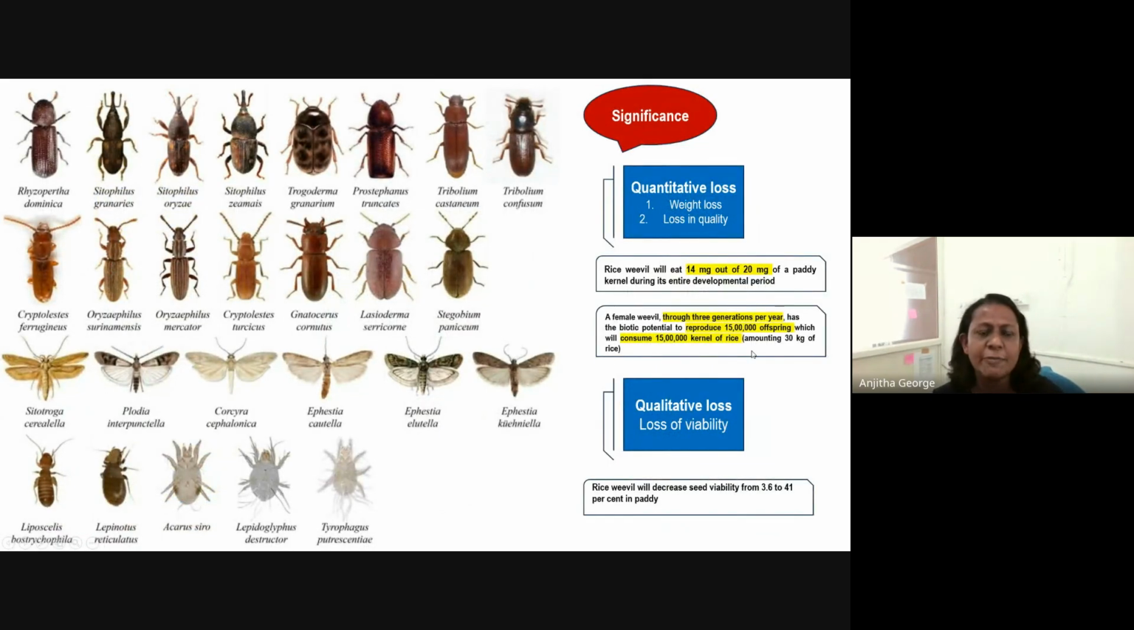So what is the significance of the storage pests? You all know that it leads to qualitative as well as quantitative losses. Just to cite one example, it is estimated that a single paddy kernel weighs almost 20 milligrams, and a single rice weevil, for completion of its life cycle, will consume almost 70% of the weight of the seed.